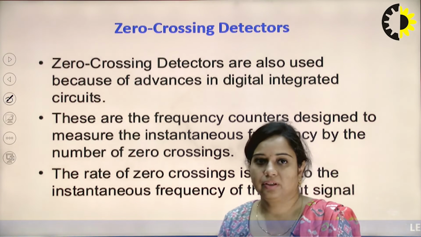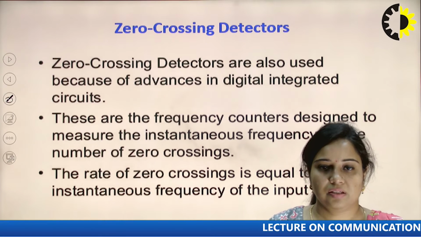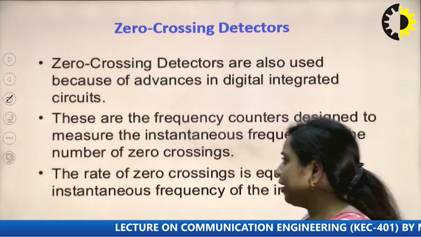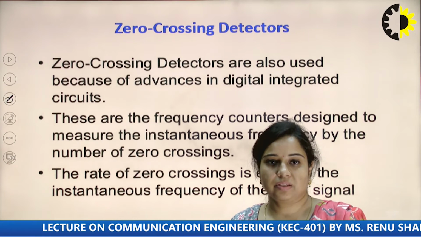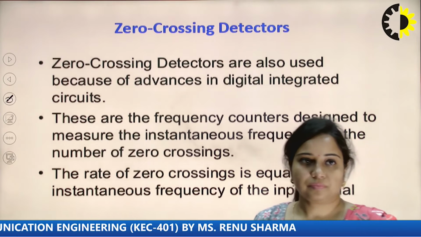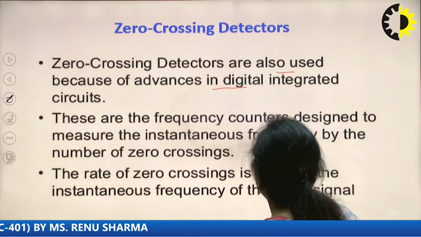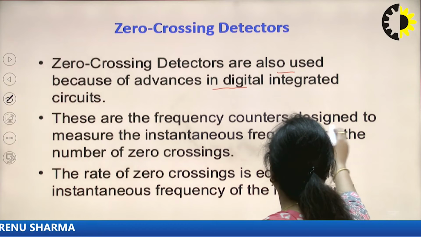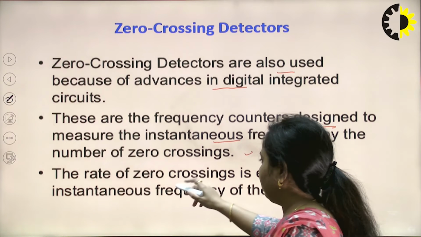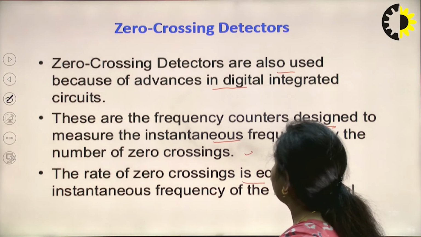Now the next type of demodulator is the zero crossing detector. What is a zero crossing detector? Whenever the signal which is to be demodulated crosses the origin, it will detect that, and the message signal amplitude will be plotted proportional to the input signal whenever it crosses the origin. Zero crossing detectors are also used because of the advances in digital integrated circuits. These are frequency counters designed to measure the instantaneous frequency by the number of zero crossings. The rate of zero crossing is equal to the instantaneous frequency of the input signal. So that is known as the zero crossing detector.